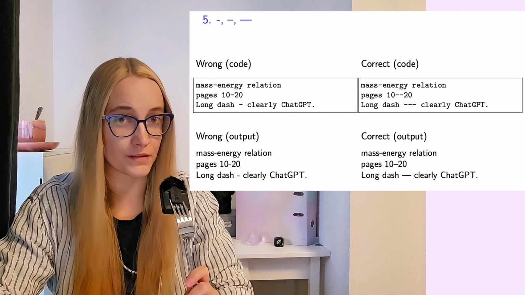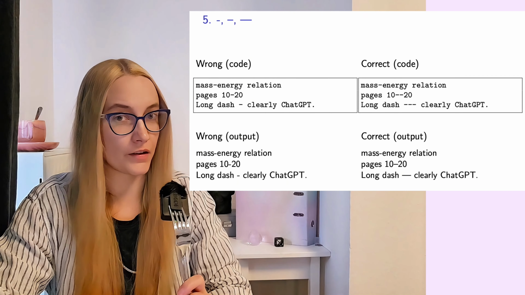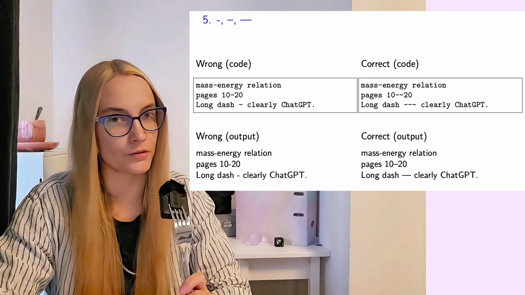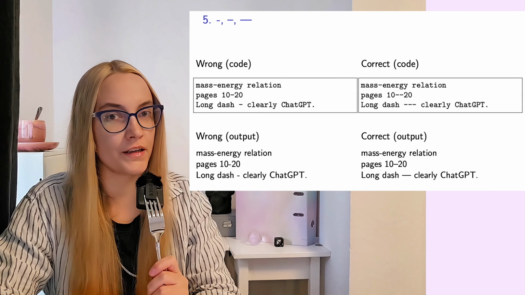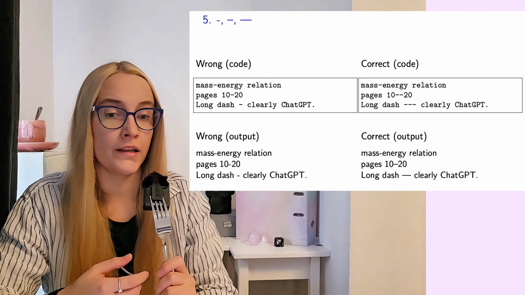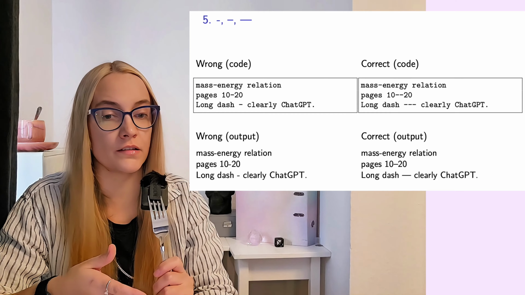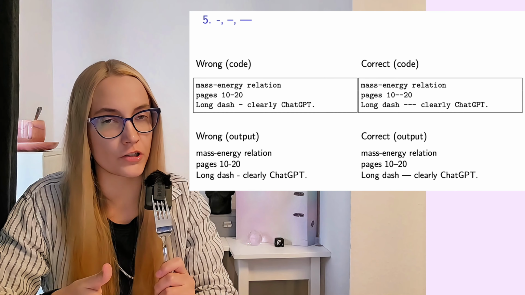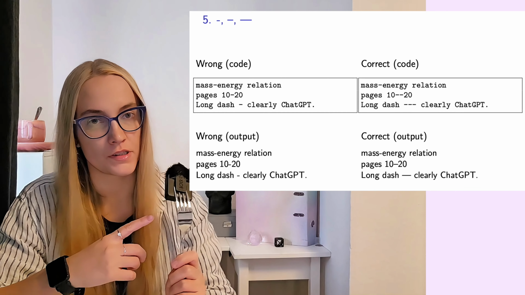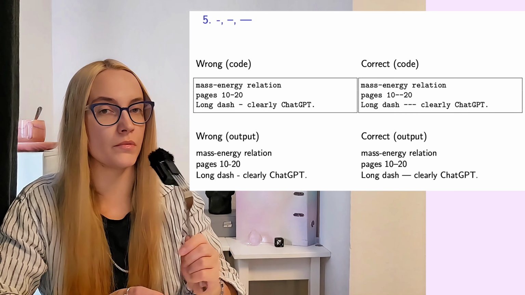Dashes: hyphen, n dash, m dash. These are different things, and very often just a hyphen is used, which doesn't look really good. A hyphen is just part of the word. An n dash expresses a connection or range, and an m dash is just punctuation, and you can see the difference between them in LaTeX.